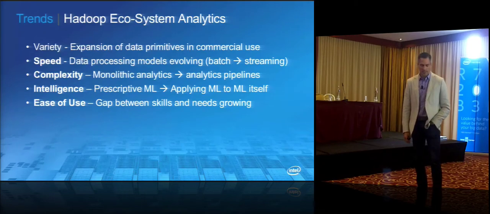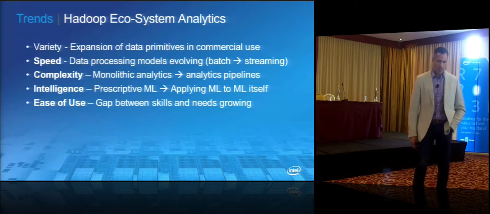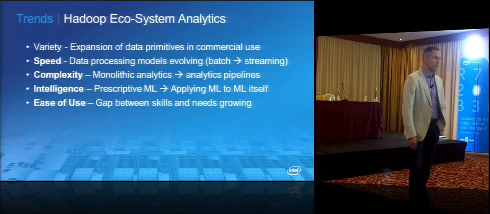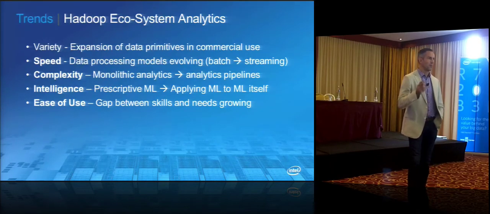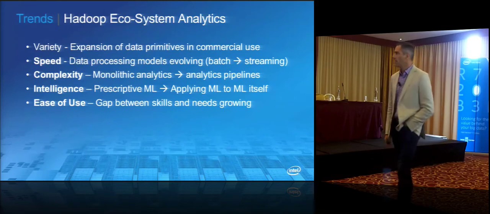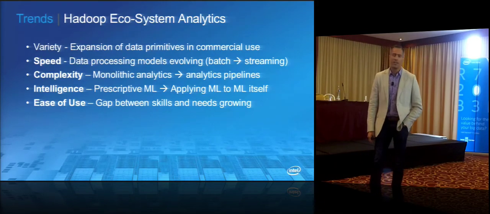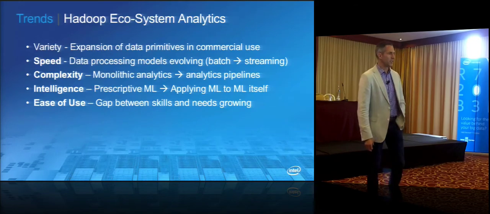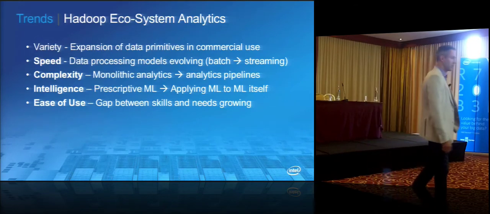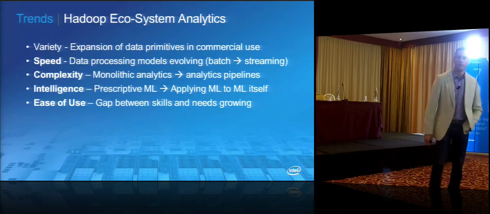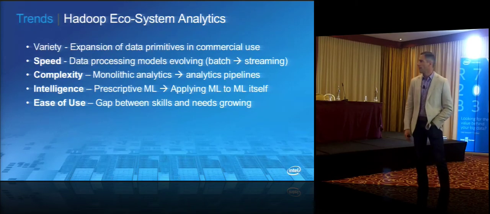Complexity. As we see pipelines put into commercial production, it's becoming more than running a single machine learning algorithm in a vacuum. We're talking about how we get data into the algorithm and how we score information coming out of the algorithm, that whole pipeline. The intelligence that is needed to make machine learning easier to use, in data exploration and data operationalization. I will talk a bit about how we can turn machine learning on itself to solve that problem.